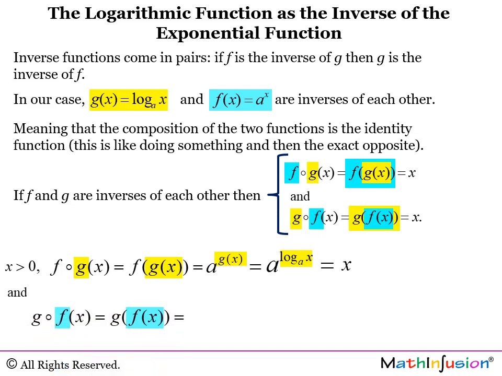And let's look at the other composition. g composed with f is g of f of x, so it's log base a of f of x, so it's log base a of a to the x, and it has to be x. The restriction in the first one is because the domain of the logarithmic function is only positive numbers. In the second composition, we don't have any restriction because the exponential function has a domain which is all real numbers.